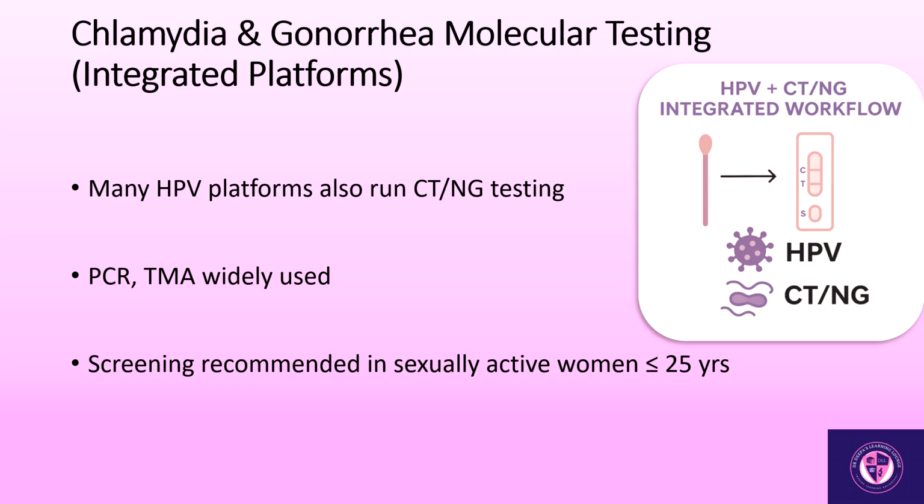Many of the modern HPV testing platforms also support the molecular detection of Chlamydia trachomatis and Neisseria gonorrhoeae. This allows laboratories to perform comprehensive STI screening on a single automated instrument. The residual Pap test fluid can be used for all of these tests put together, although it is less sensitive than dedicated vaginal swabs. PCR and TMA remain the dominant methods.